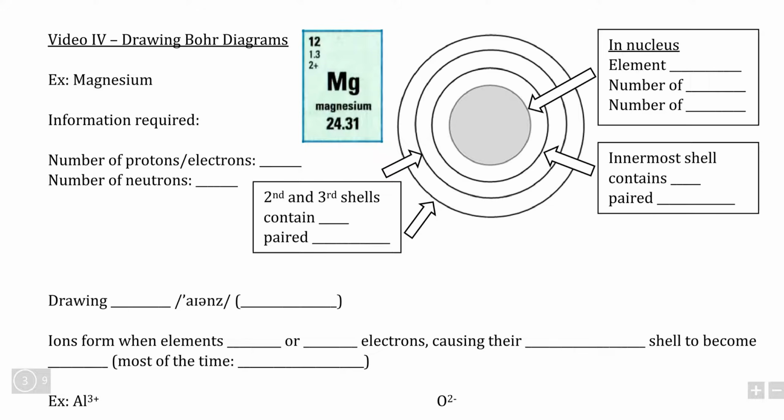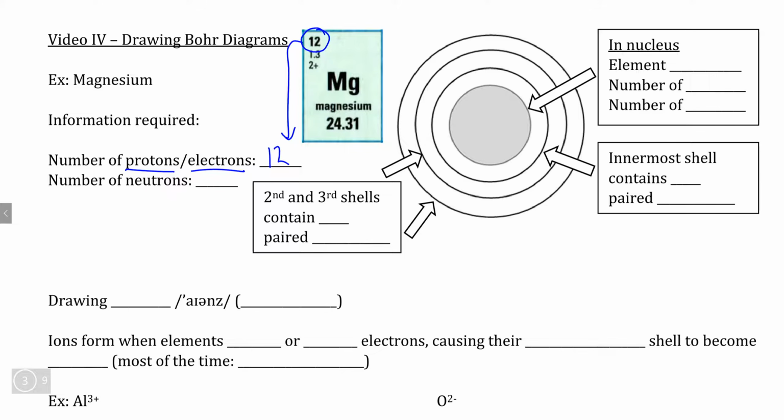In this video, we're going to look at how to use our knowledge of reading element data from the periodic table in order to construct Bohr diagrams that represent those atoms in a diagrammatic form. So the first information that we can get using our example element magnesium is the number of protons and electrons that magnesium has, which we can simply get by looking at our atomic number, which is 12.